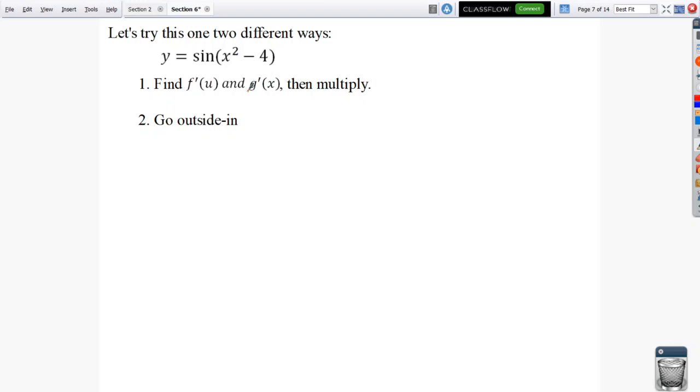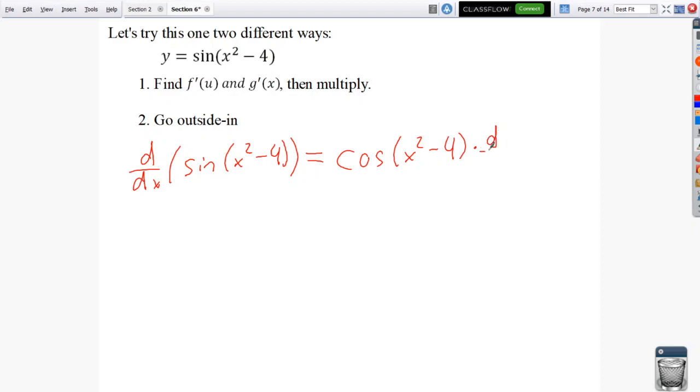The other way to do this, when I want to find the derivative of sine of x squared minus 4, requires that I know what the outside function is and what the inside function is. The outside function here is the trig function. When I'm doing the outside, I'm going to keep the inside the same. So the outside is sine. The derivative of sine of something is cosine of the exact same something times the derivative of that something.